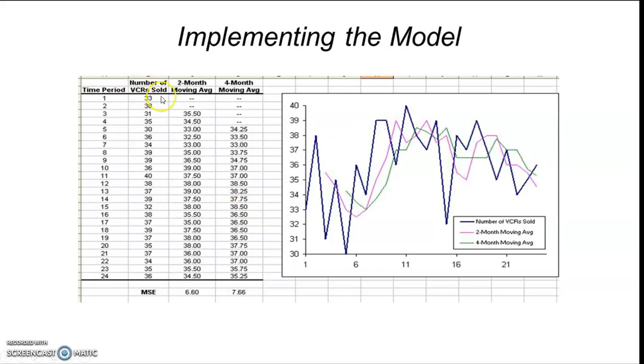So we have the number of VCRs sold. This is the 2-month average. So if we sum up these two and divide by 2, we get this value. And this is the 4-month average. So here, this blue line is the actual number of VCRs sold, and this red line is the 2-month moving average, and this green line is the 4-month moving average. So this is how we forecast data using the moving average method.